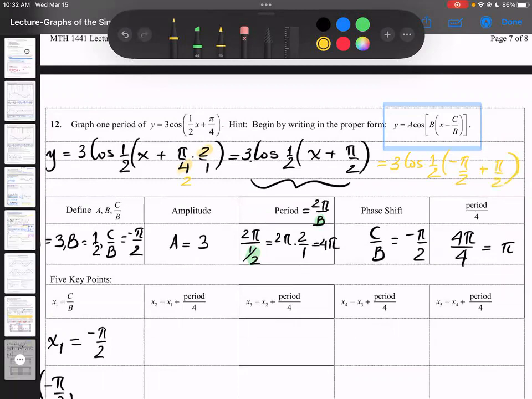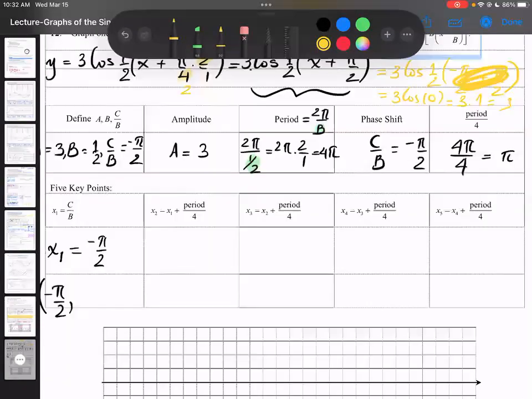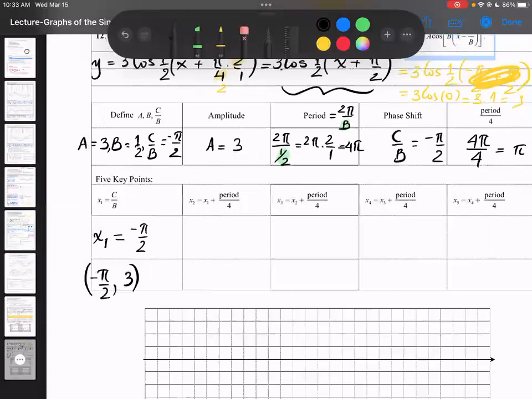1/2 times 0 is 0. So 3 cosine of 0. What is cosine of 0? On the unit circle, cosine of 0 is 1, because that point right there is (1, 0). So this implies 3 times 1, which is 3. So this point right here is 3. You can use your calculator, it'll give you 3. Make sure you plug in the formula right.